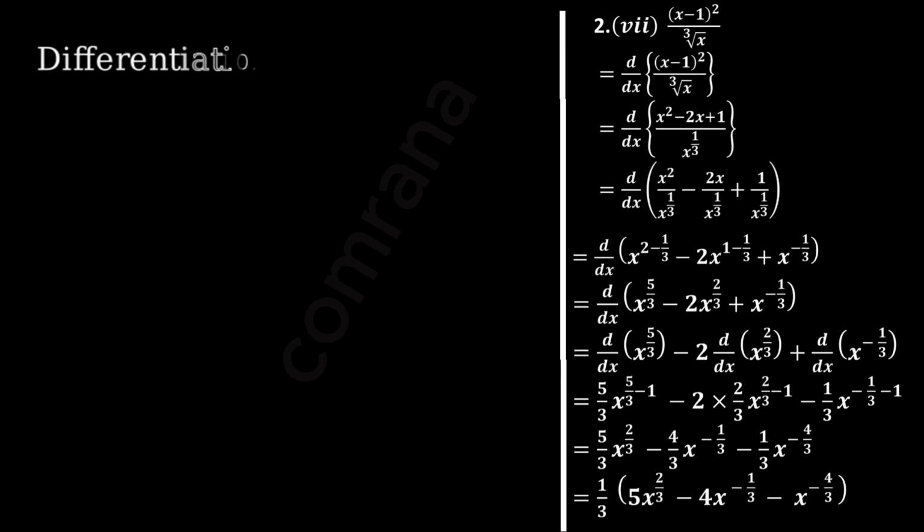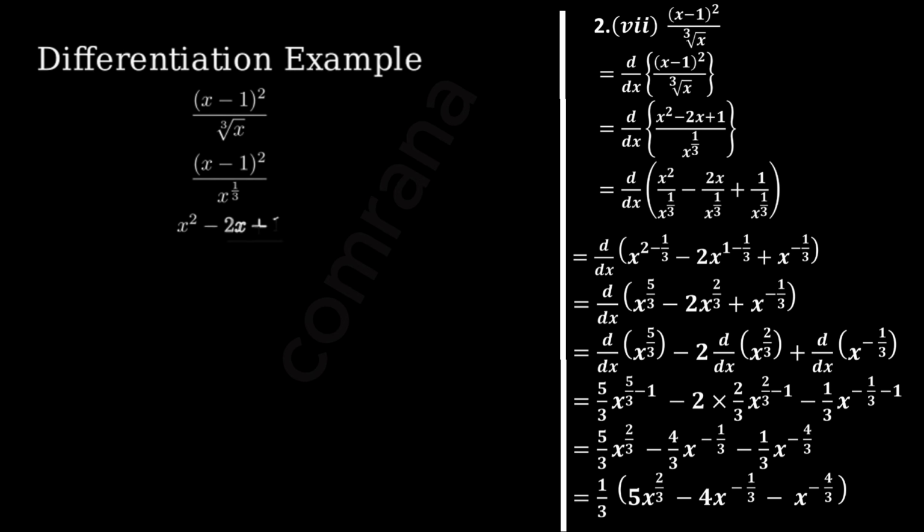Let's solve this differentiation problem step by step. We start with the expression, the quantity x minus 1 squared divided by the cube root of x. First, let's simplify our expression. We can rewrite the cube root of x as x to the power of 1/3 in the denominator. Then we'll expand the numerator x minus 1 squared.